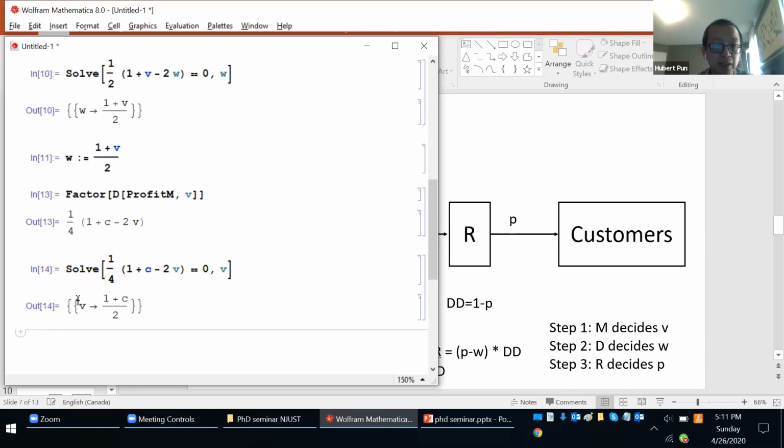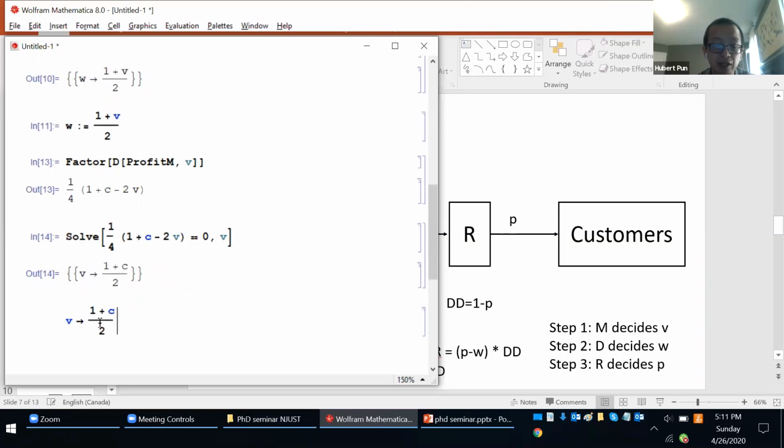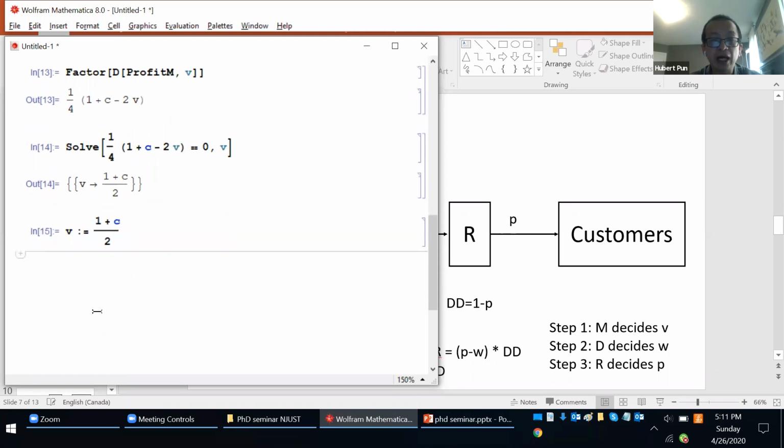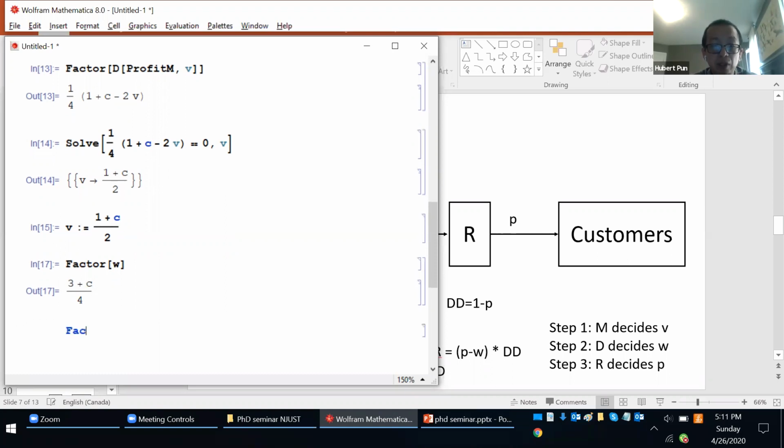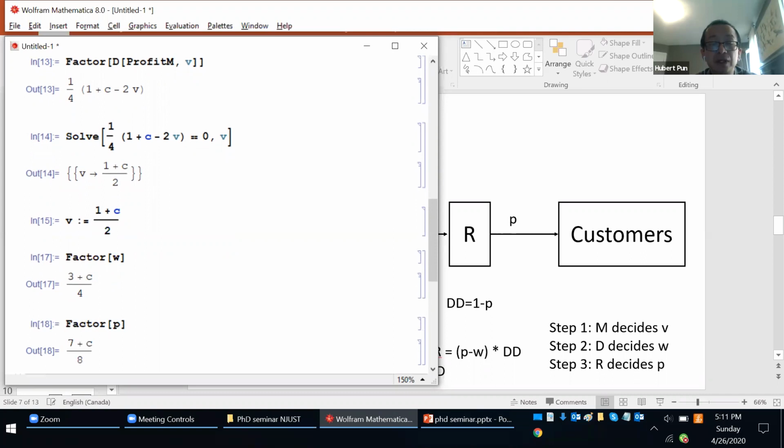So we want to assign V, okay? So V := (1 + C)/2. So now we have V equal to this. So what is W? Okay, W equals this, which is quite hard to read. So let's do Factor. Okay, Factor W. We have (3 + C)/4. And what about the retail price? So Factor P. We have (7 + C)/8.